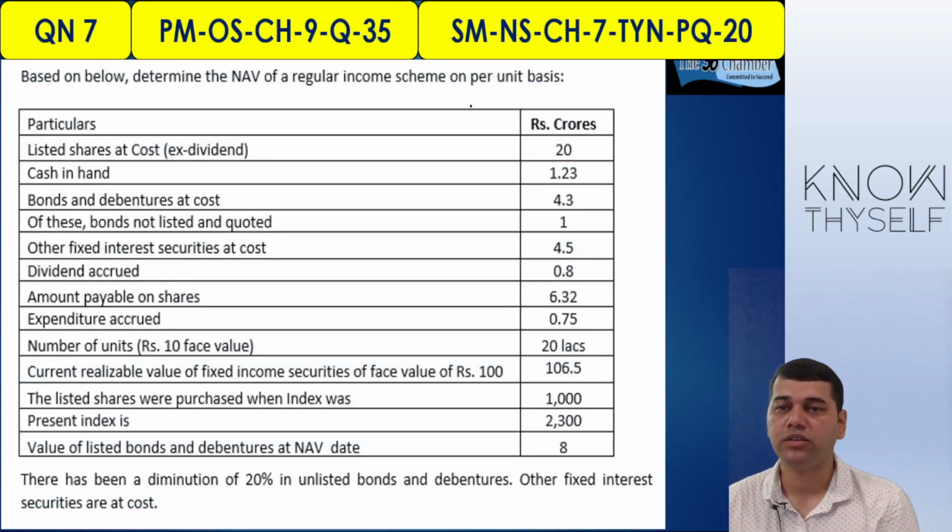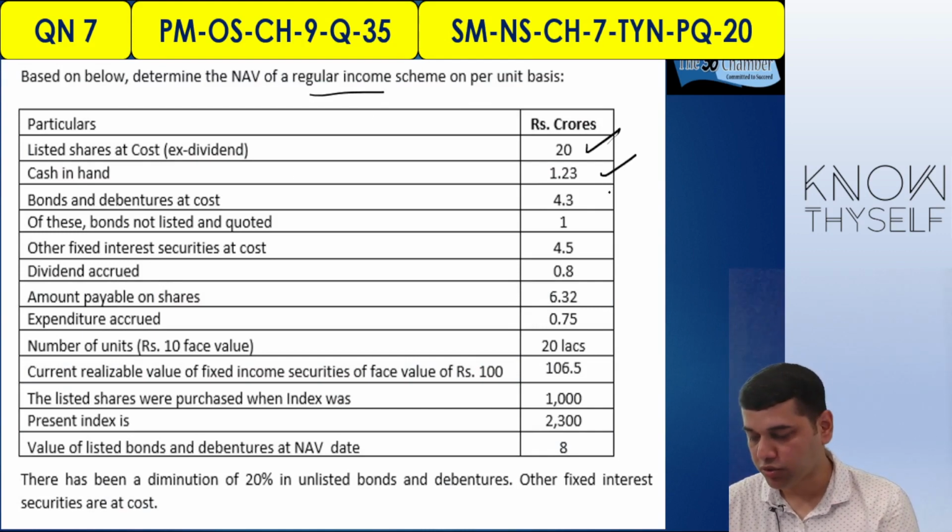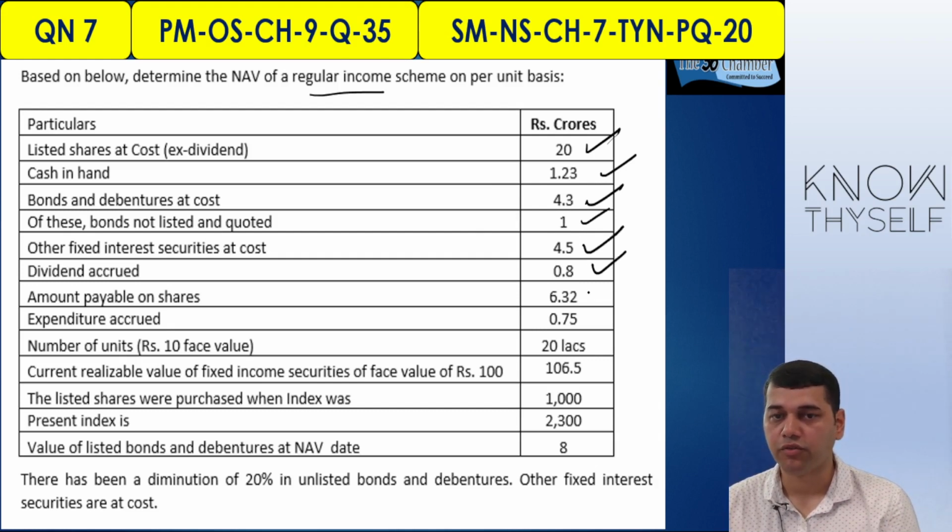Based on the above information, calculate the NAV, regular income scheme. Listed shares, cash in hand is given 1.23. Bonds and debentures at cost, of these listed, not listed, and quoted is 1. Other fixed interest securities is 4.5, dividend accrued is 0.8, amount payable on shares is 6.32, expenditure accrued same up to here. Now, number of units is 10 lakhs, here rupees in crores, and number of units at face value, 20 lakh units. Remember, be careful.